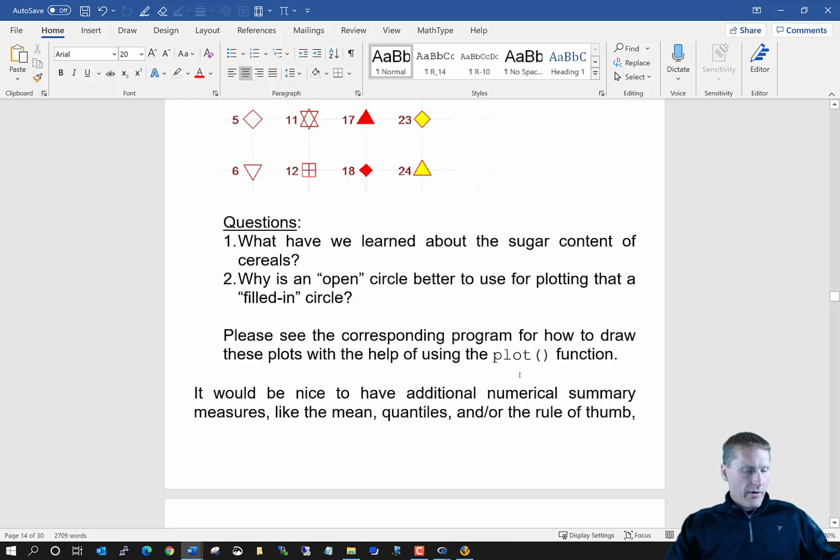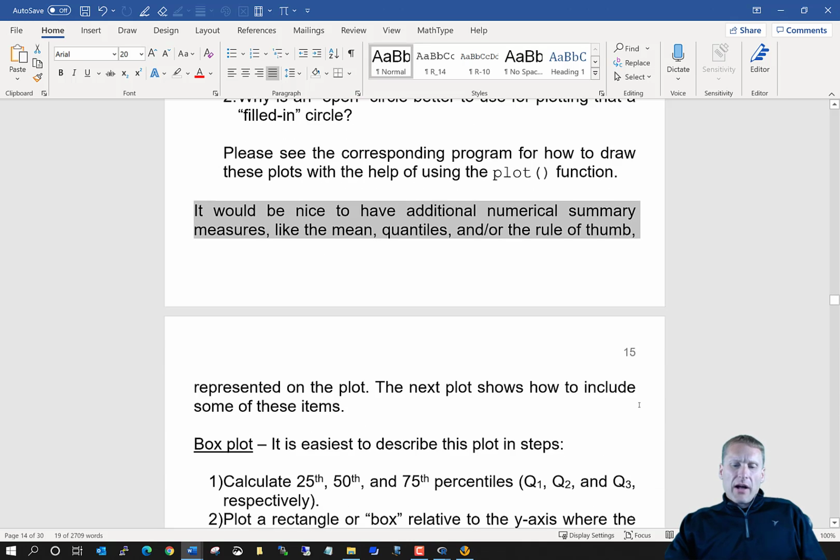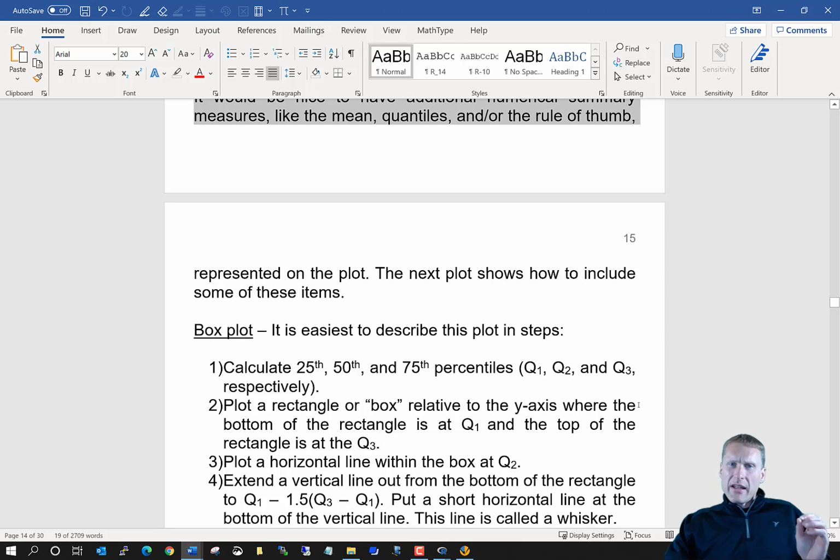Okay, let me see where we're at here in the notes. So we've kind of answered those questions on page 14. Now, it would be nice if we could also put some numerical summaries on this dot plot. And so another plot that actually does do that in a graphical manner is what's called a box plot.